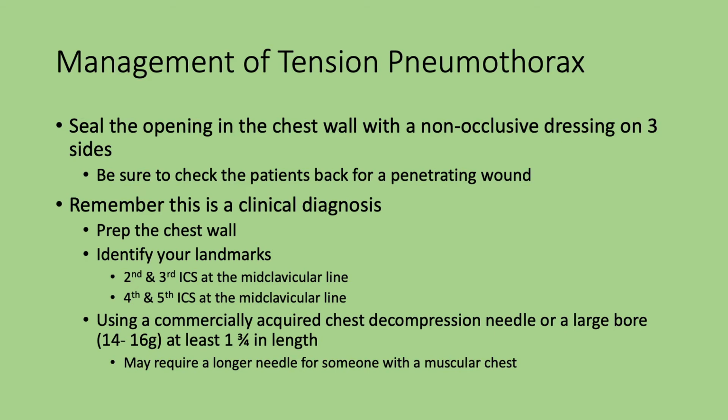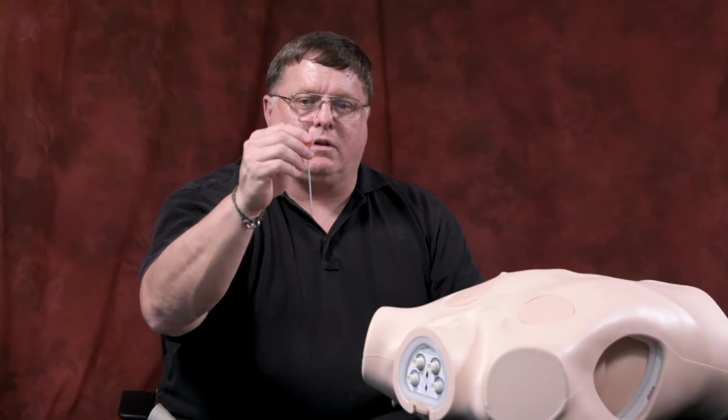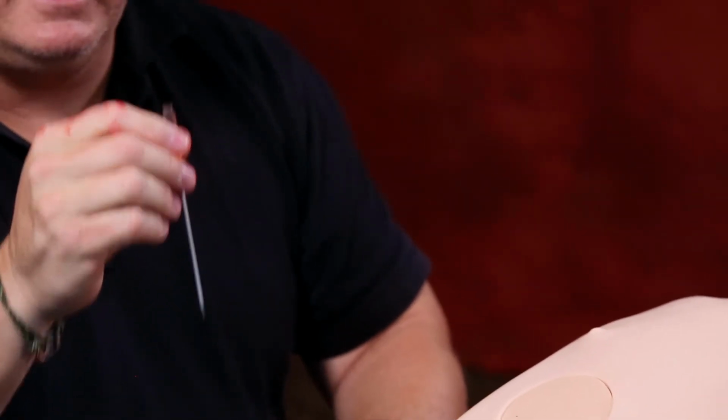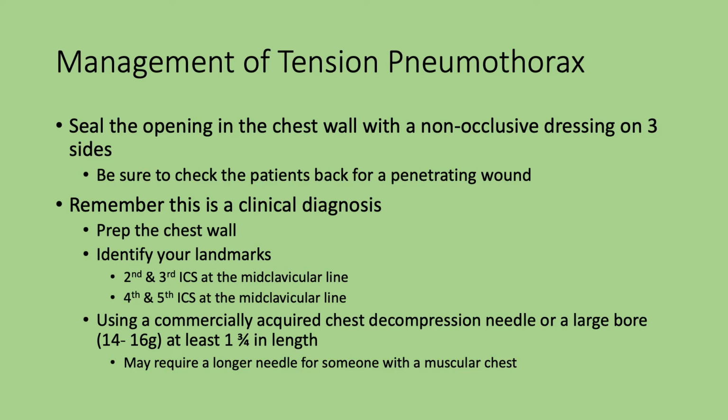There are commercially acquired chest decompression needles out there, and this is what one looks like, very long and very big. Or if you don't have these available, you want to use a 14 to 16 gauge angiocath at least 1 3/4 inches in length. If someone has a lot of adipose tissue or has a very muscular chest, you may need to get a longer needle in order to get down to the pleural cavity.